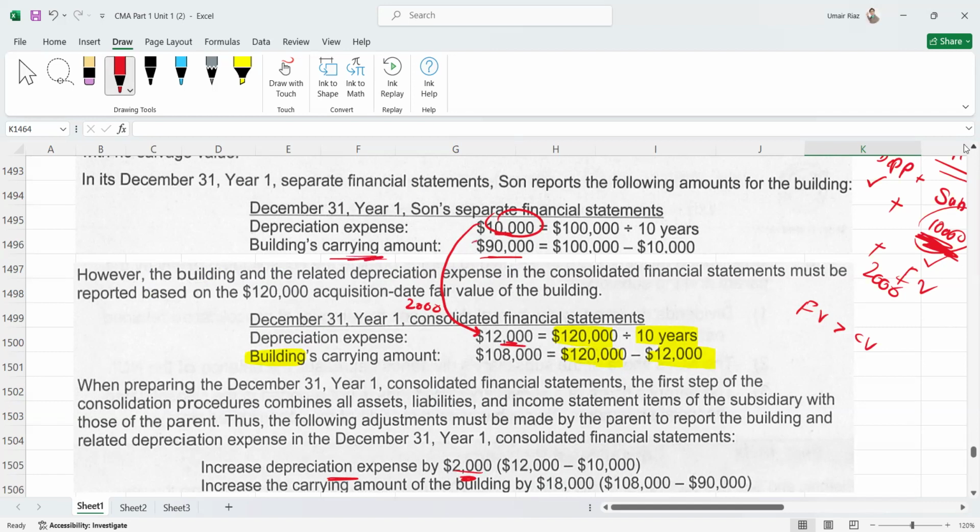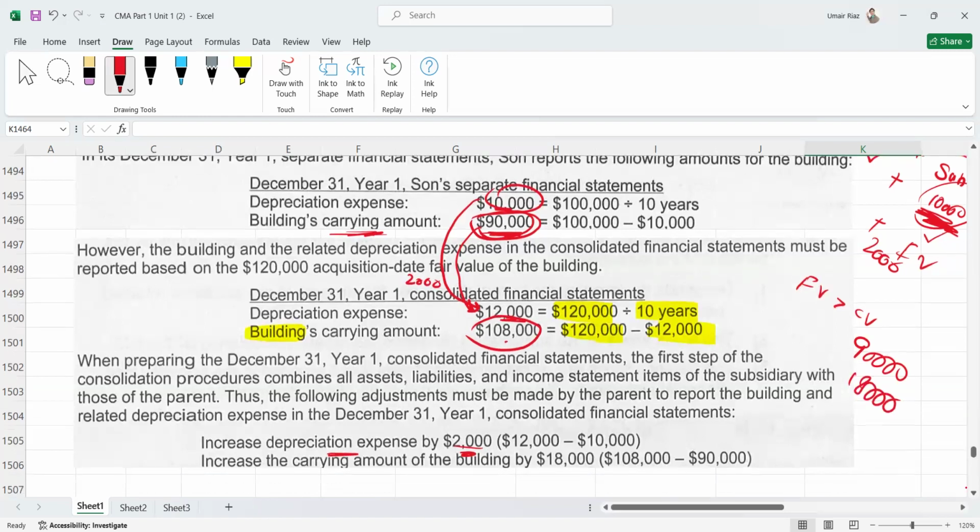So old carrying amount in the individual financial statements of the subsidiary was 90,000, but based on fair value it should have been 108,000. This 90,000 is already added in consolidated, but 108 should have been added. So how much is the difference? The difference is 18,000. So 18,000 is the increase in carrying amount of the building, and this should also be added in the consolidated financial statement.